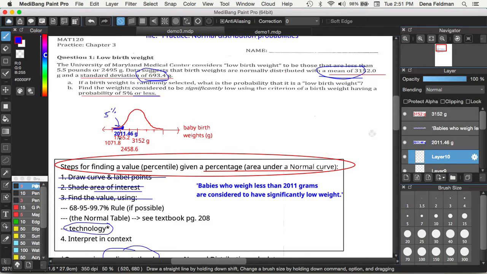Well, 2011. Babies who weigh less than 2011 grams, those are the babies considered to have significantly low birth weight. So draw the curve, shade the area that you're interested in, and then find that actual number, that 2011, using technology. And last but not least, interpret your answer in context. So important.